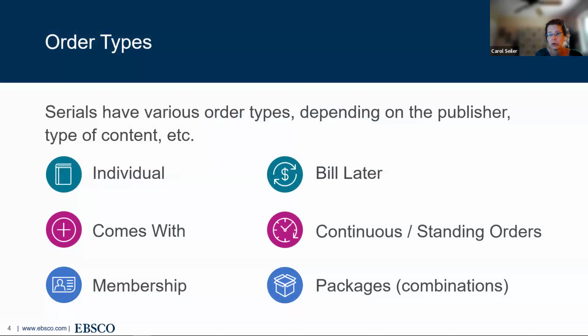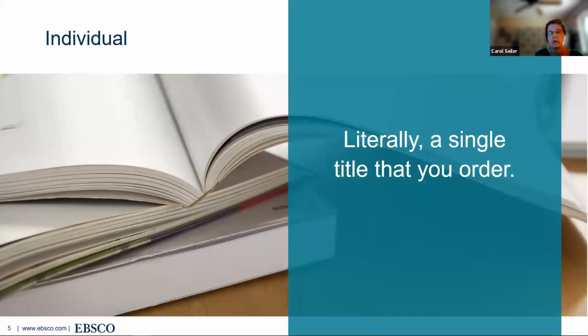There are several different order types with serials. We're going to talk about each one of these. The order type is dependent on publisher, the type of content, etc. So an individual is literally just a single title you order. Journal of Nursing Administration, Time, Newsweek, Sports Illustrated, JAMA. It is just the single title.